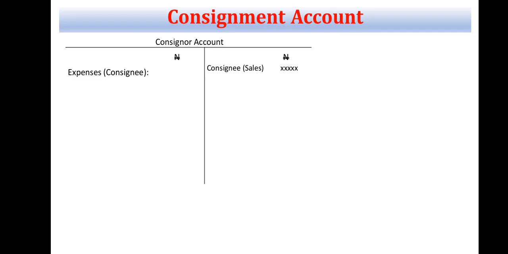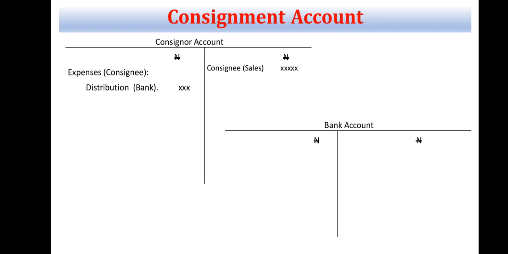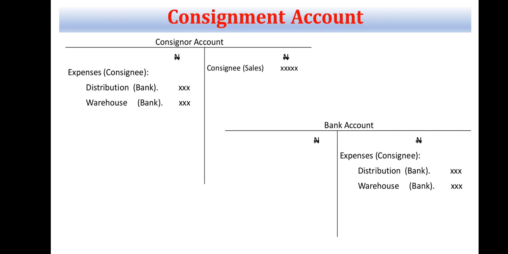Just like the expenses we mentioned earlier, distribution expenses will be debited to the account, while his own bank account will be credited, because he is making those payments either from his own cash book or bank account. Which means the corresponding credit entry goes to his cash or bank account. That's the reason why the bank account will also be credited. So warehouse expenses will debit the account, and the corresponding credit entry goes to the bank account.